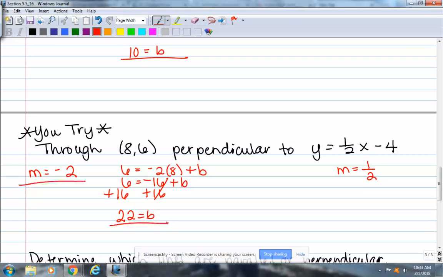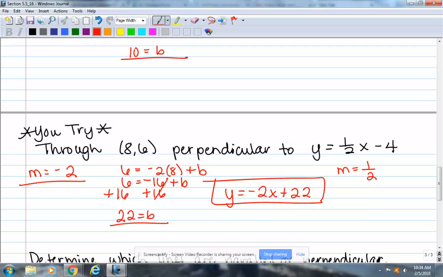That would go off of my screen. So what is my equation of this line? y = -2x + 22. All right, raise your hand if you got y = -2x + 22. Any questions about perpendicular lines?